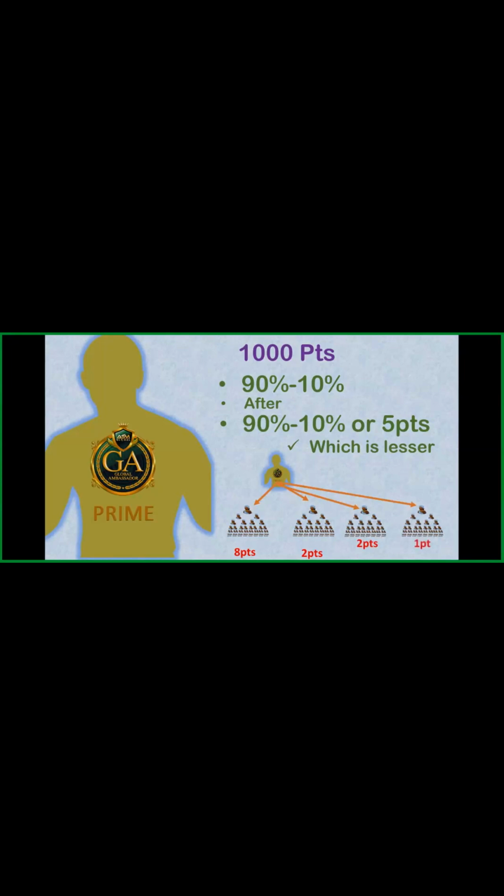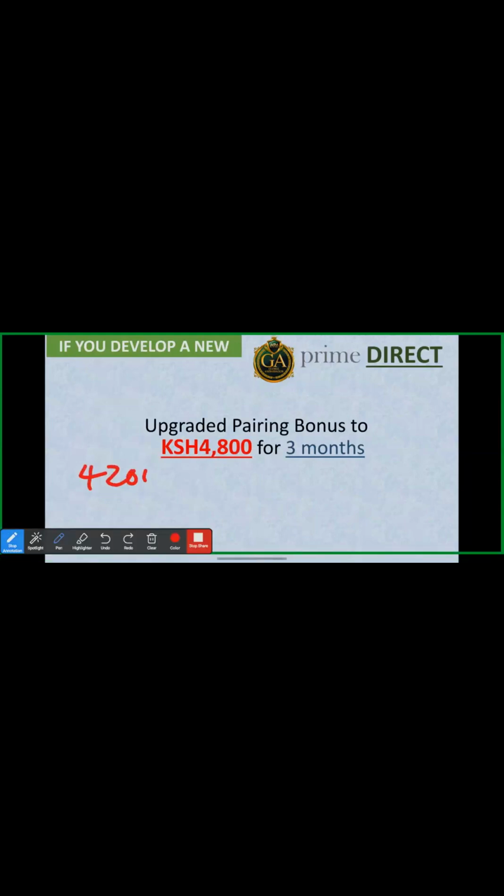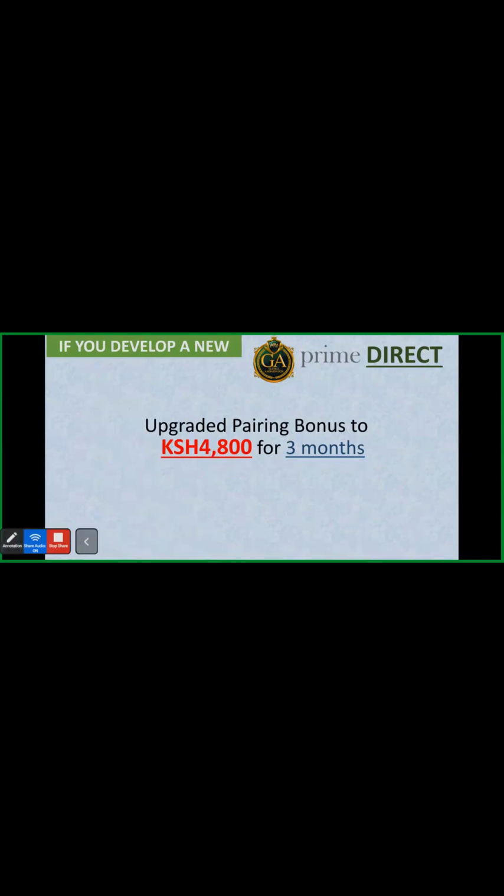Or you can be having many legs, vile tu inasema you can be having leg moja imekutolea 500, ingine imekutolea 200, ingine 200, ingine 100 points. Hiyo unakuwa GA prime, haina shida. So if you develop a GA prime, tuna assume uko kwa ile pair ya 4,200 na pairs zako zilikuwa 12 pairs during the day and 12 pairs during the night, kwa sababu ushapitisha 301 and above. Yours is going to be returned back to 4,800 for 3 months. Basically, you'll be making more and more money.